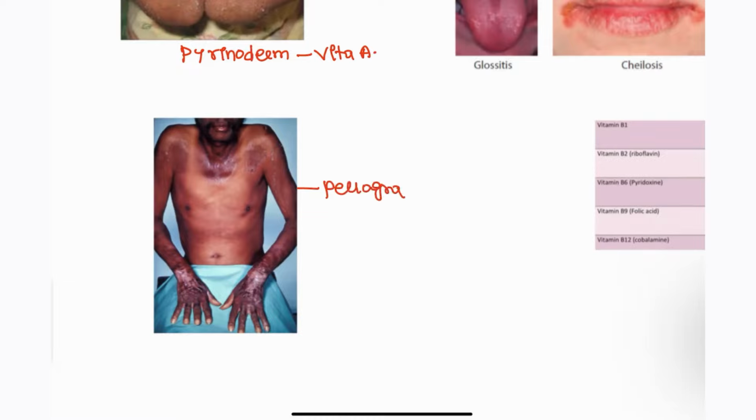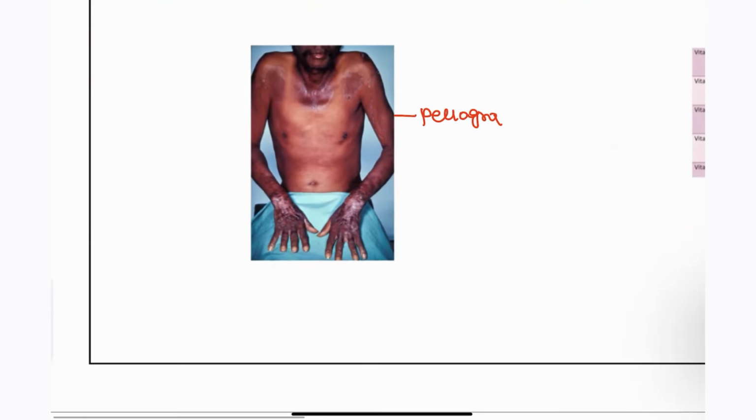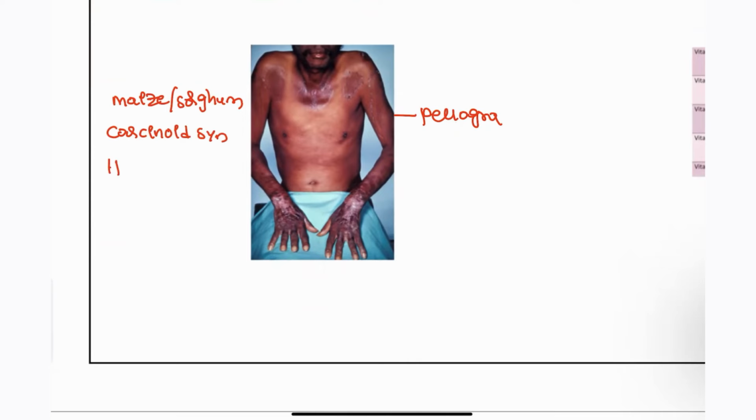And the pellagra condition is seen in which patients, guys? Those who eat maize and those who eat sorghum. These patients you are going to see. It is also associated with carcinoid syndrome and Hartnup syndrome. Hartnup is a genetic condition that affects the kidneys, right?